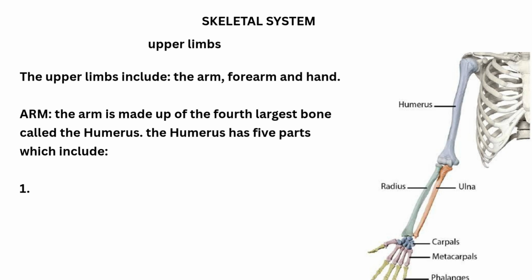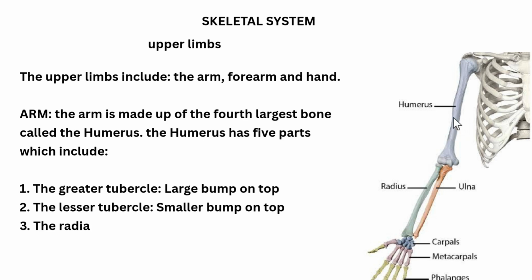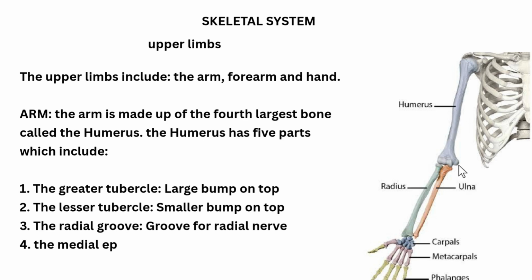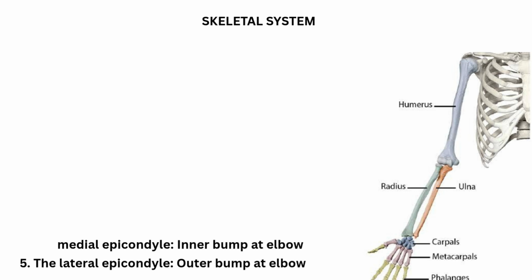1. The greater tubercle, large bump on top. 2. The lesser tubercle, smaller bump on top. 3. The radial groove, groove for the radial nerve. 4. The medial epicondyle, inner bump at the elbow. 5. The lateral epicondyle, outer bump at the elbow.